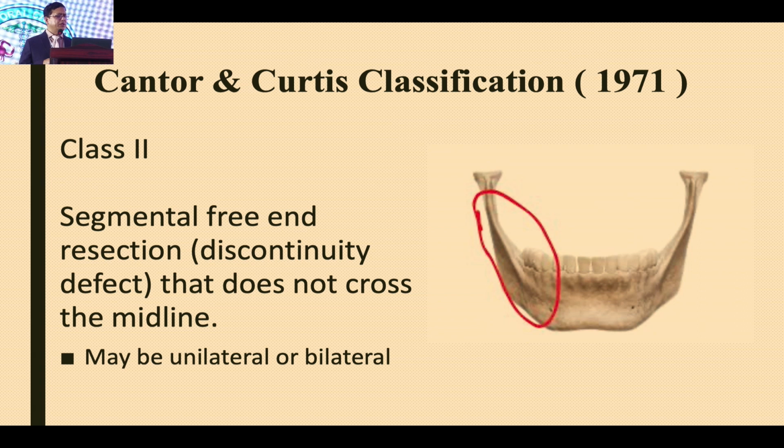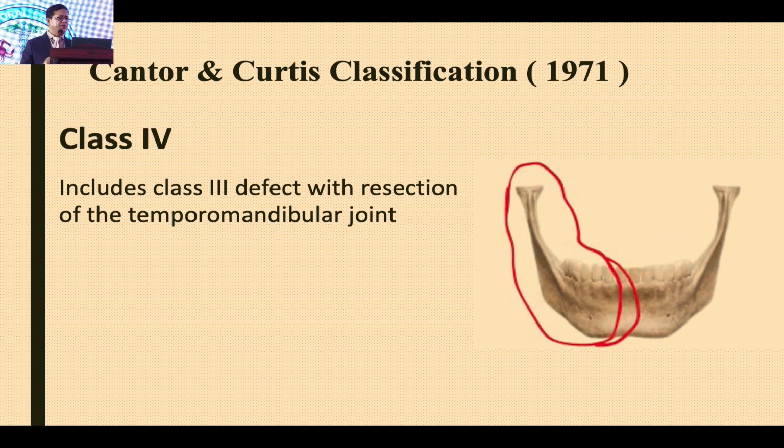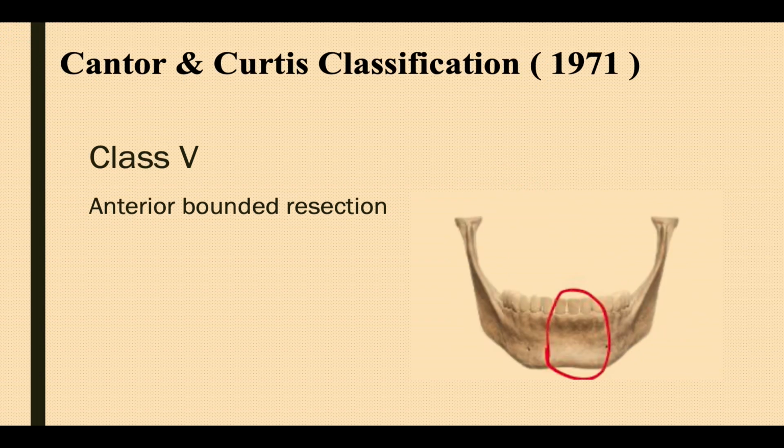Class 2 excision is a segmental defect, which is segmental resection that does not cross the midline, and it may be unilateral or bilateral. Class 3 excision is segmental resection up to the midline, or it may cross the midline. Class 4 excision is the class 3 excision together with removal of the temporomandibular joint, TM joint. And class 5 excision is anterior boundary dissection.